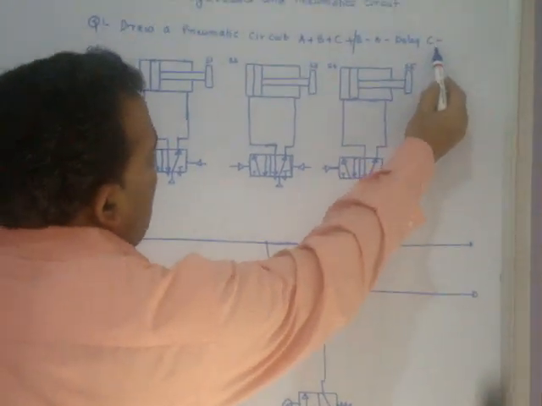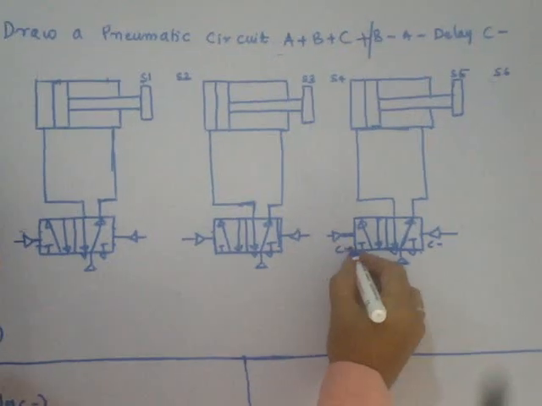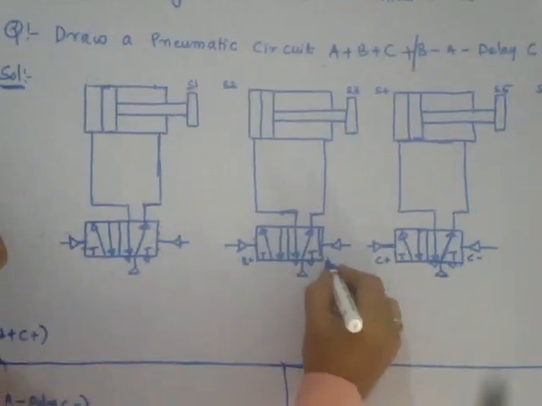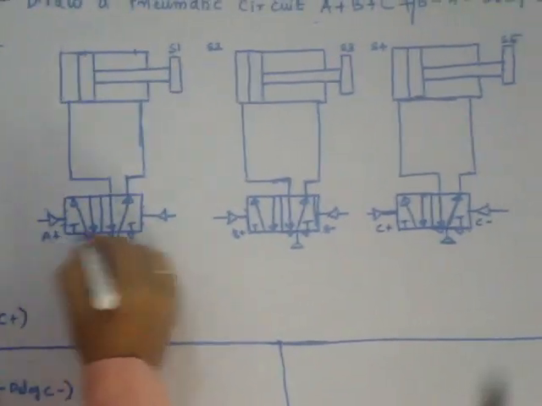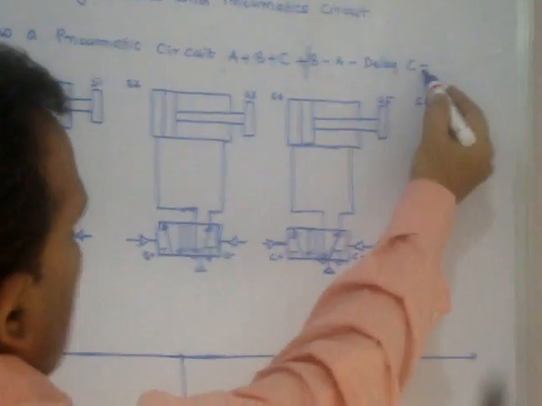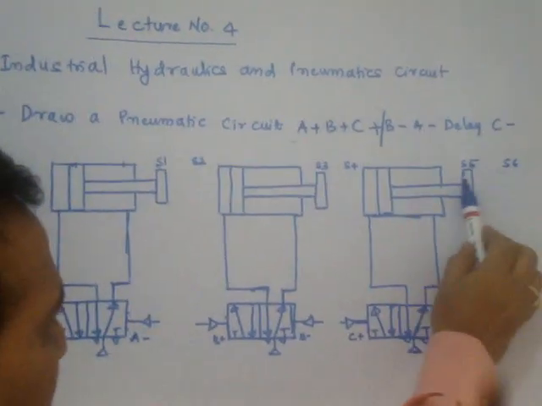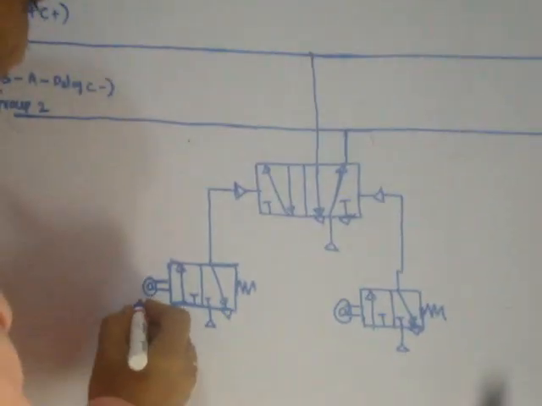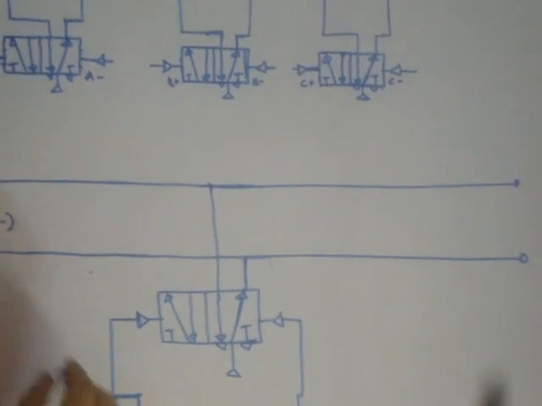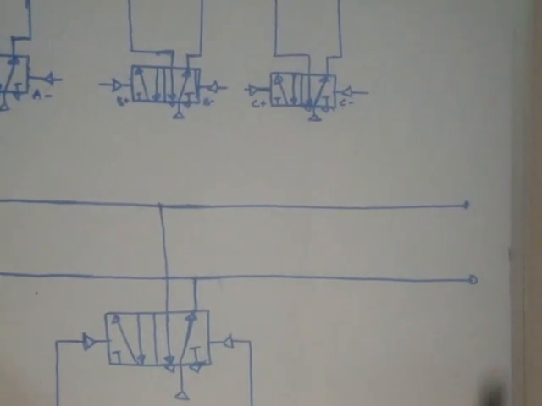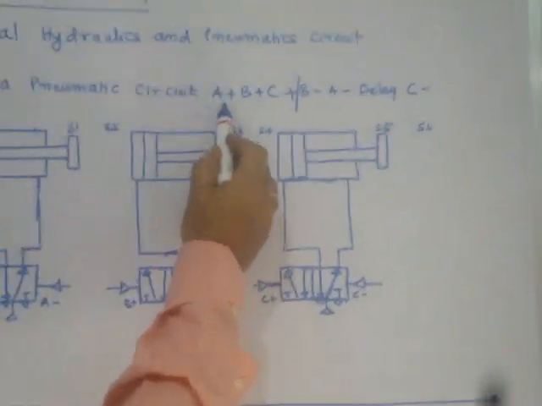Now always look at the last step, C minus. This is C minus, this is C plus, this is B plus, this is B minus, and A plus and A minus, you know. C minus means that when this is on, the piston goes to S5, so I will consider it as S5. This is very important. When S5 is on, my A plus should be on.